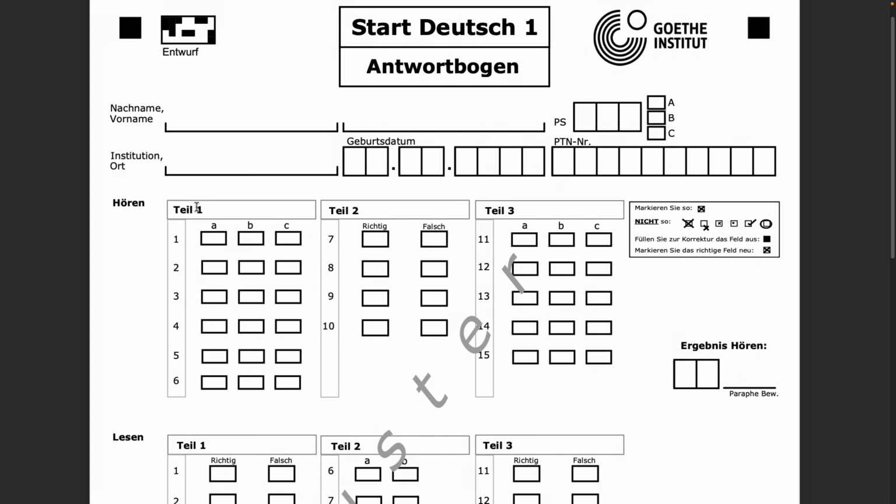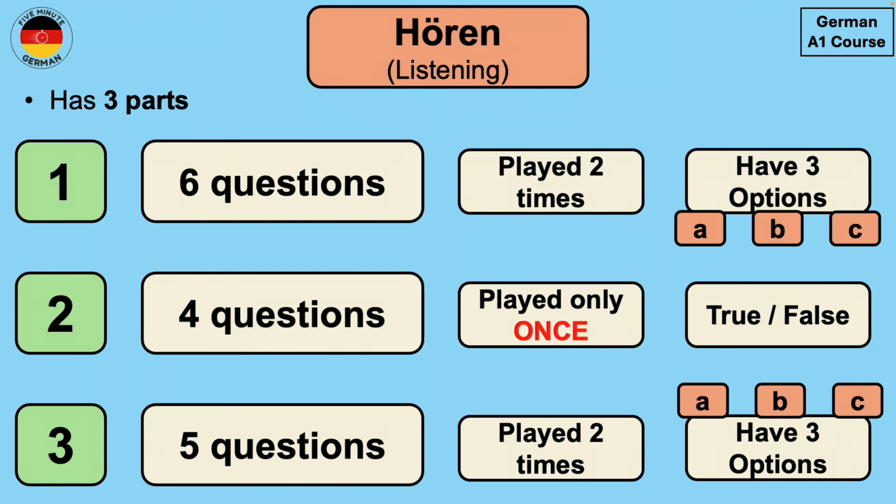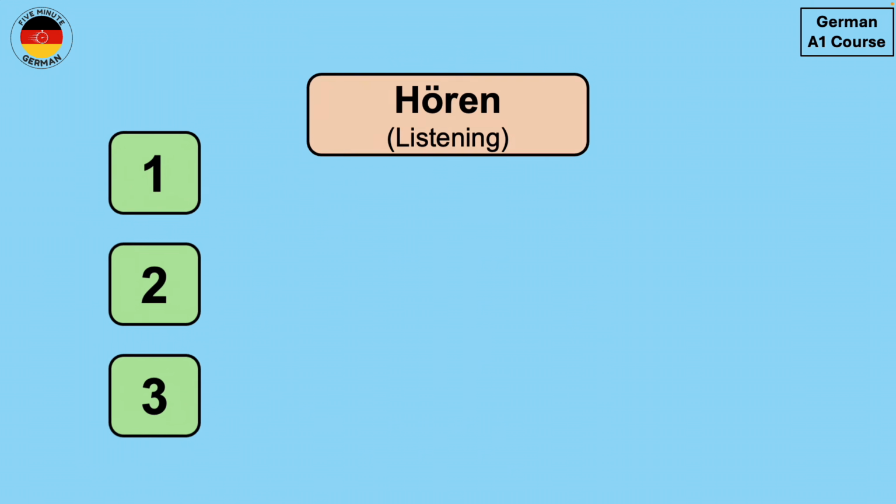And now you see over here at the Hören part that you have the questions 1 to 6 under Teil 1 or part 1, then 7 to 10 under Teil 2, which is part 2, and then 11 to 15 under Teil 3 or part 3. So you have to cross the correct one. So this was the Hören or listening section of the exam.